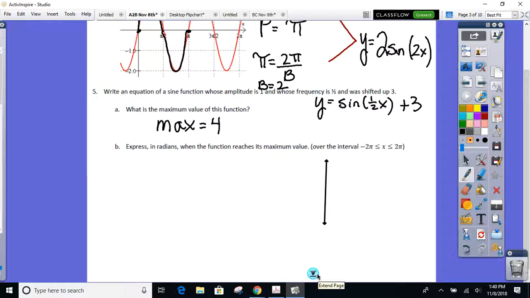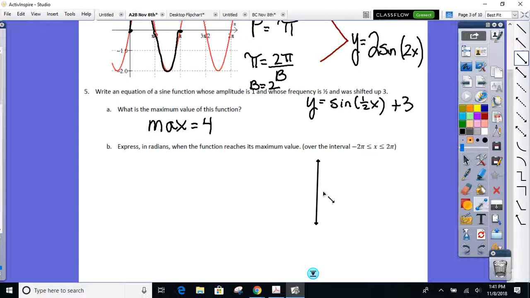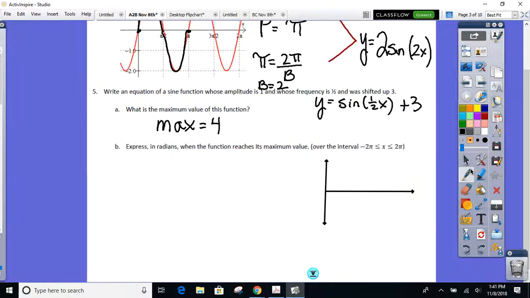Where on the x-axis, that's what this is asking, where in radians, where on the x-axis does it hit for? Where is this graph going to hit for on the x-axis? Ready? It's the sine curve. Where's sine start? It's going to start at 0, right? And then where's sine travel to? It's max.